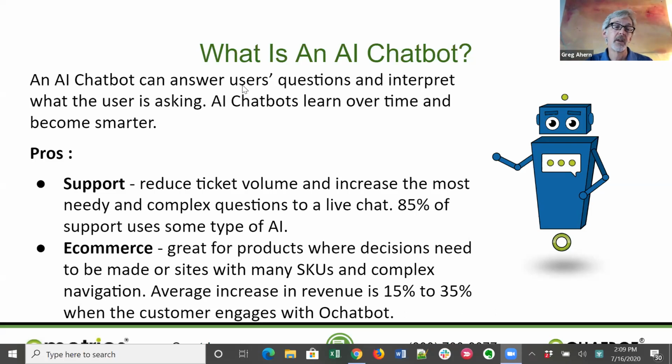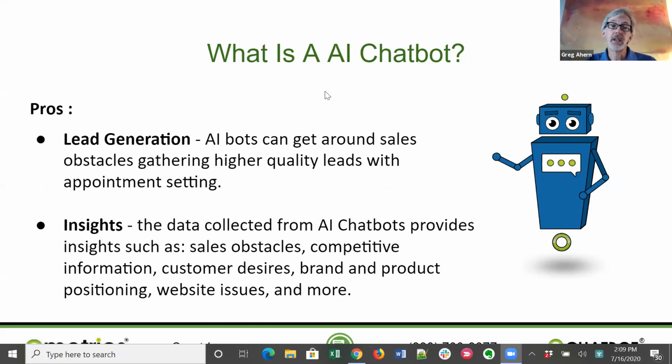For e-commerce, it improves the revenue coming in for each sale. It can help find products quickly. There's a whole slew of things we'll talk about when we get to e-commerce. For lead generation, it's really good for getting around obstacles in a sale, creating higher quality leads, getting people into that funnel, doing appointment setting, things like that.